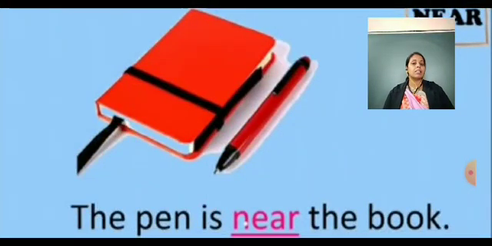And in this picture, where can you see the pen? The pen is kept near the book. Okay, पेन कहाँ पे रखा है? तो बुक के पास में ही रखा है. So what can you say? Where is the pen here? The pen is near the book. Once again, the pen is near the book.